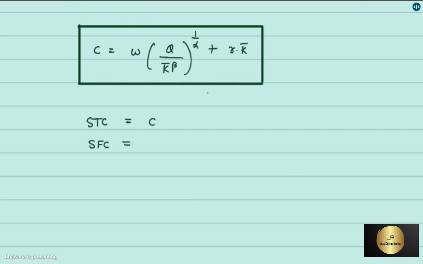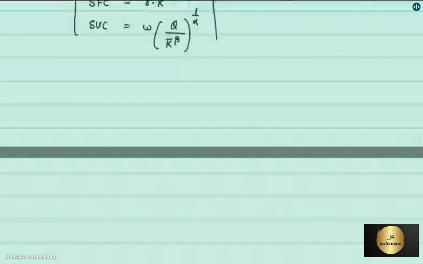SFC, short run fixed cost, is equal to R into K̄, and your short run variable cost is equal to W (Q / K̄^β)^(1/α). This is in terms of total cost.